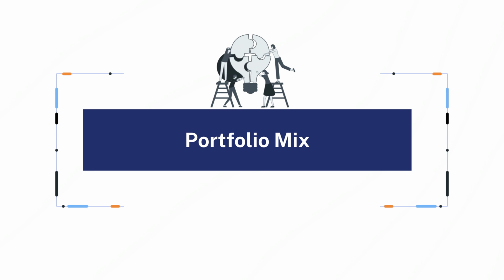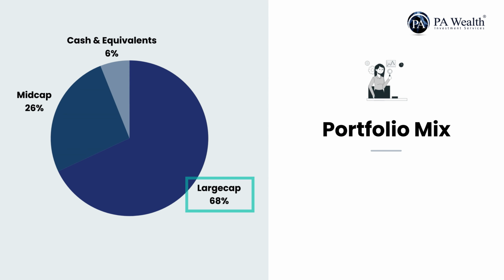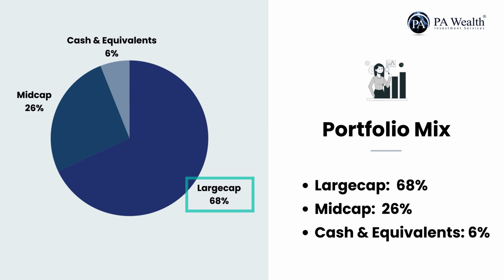Let's look at the portfolio mix by market cap size. Regarding portfolio composition, large cap accounts for 68% of the total composition. Mid-cap accounts for 26% of the total composition. Cash and equivalents account for 6% of the total composition of the fund.